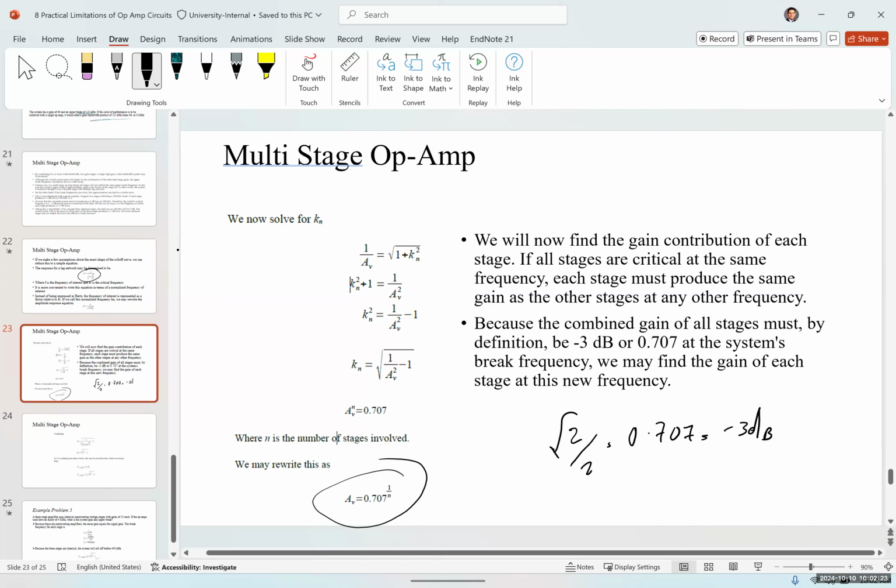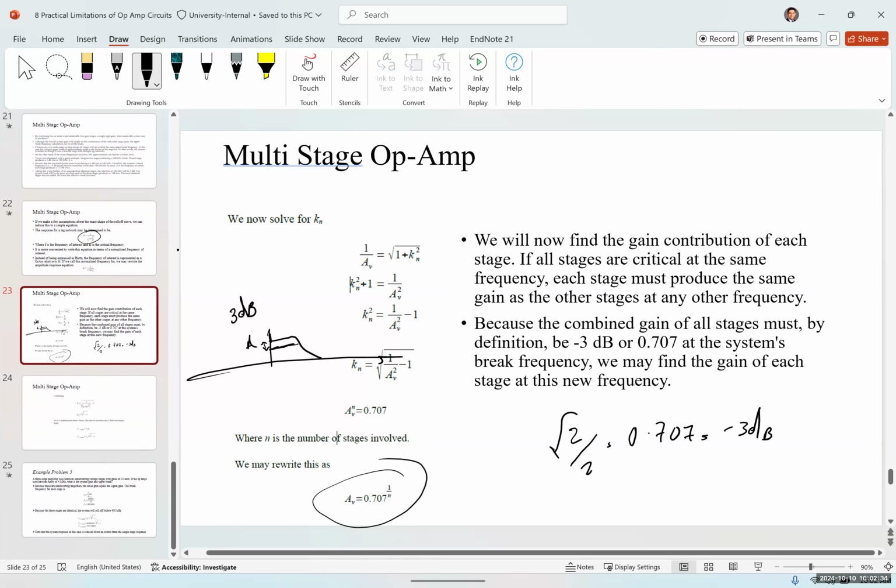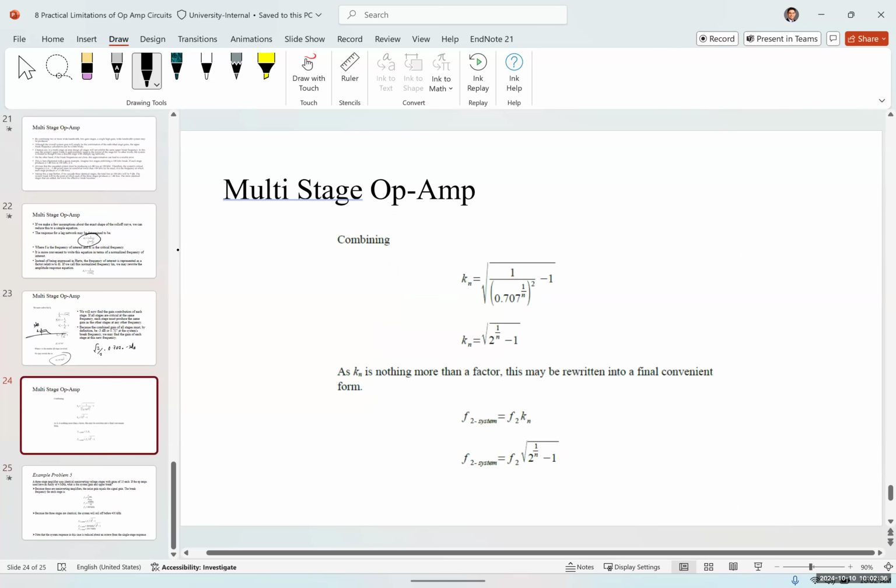So negative 3 dB is actually the drop that you have in the amplitude. If this is the maximum, you're going to have a 3 dB drop. This is going to be the 3 dB drop in the system. Okay.